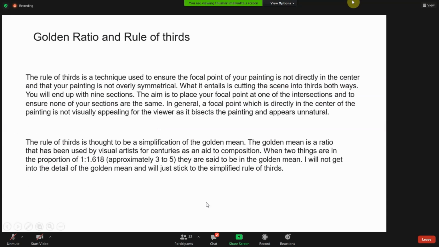And then golden ratio and rule of thirds. You may have heard of these before. Rule of thirds, even in your mobile phones, in cameras, you have that grid where your screen is divided into sections. That is called rule of thirds. Actually, this rule of thirds is a simplified version of the golden ratio, or you may have heard of the Fibonacci spiral or Fibonacci sequence.